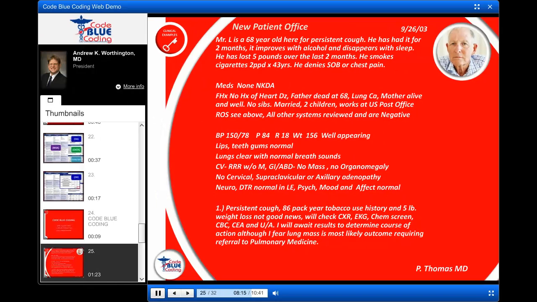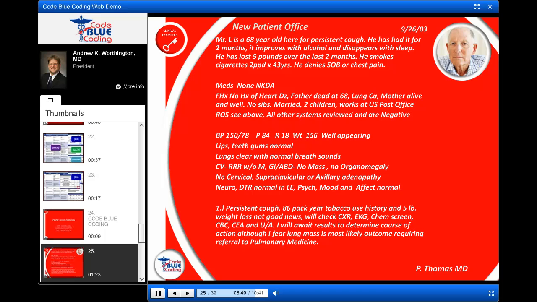Mr. L is a 68-year-old male here for a persistent cough. He has had it for 2 months. It improves with alcohol. It disappears with sleep. He has lost 5 pounds over the last 2 months. He smokes cigarettes 2 packs per day for 43 years. He denies shortness of breath or chest pain. Meds none, no known drug allergies. Family history, no history of heart disease. Father dead at age 68, lung cancer. Mother alive and well, no siblings. Married, 2 children, works at U.S. Post Office. Review of systems, see above. All other systems reviewed are negative.